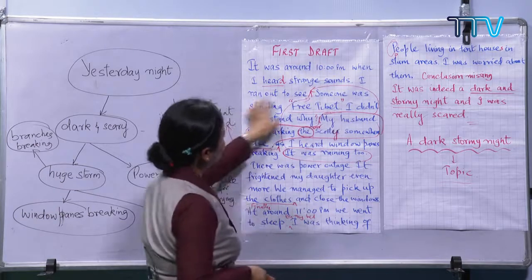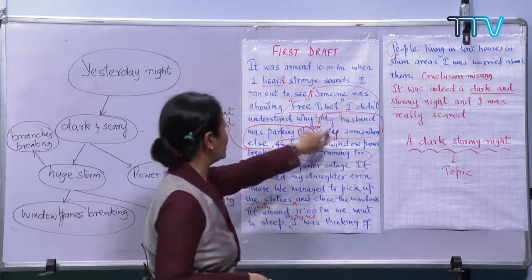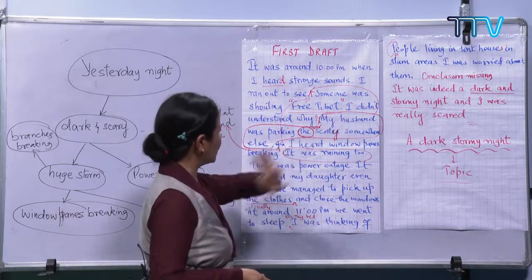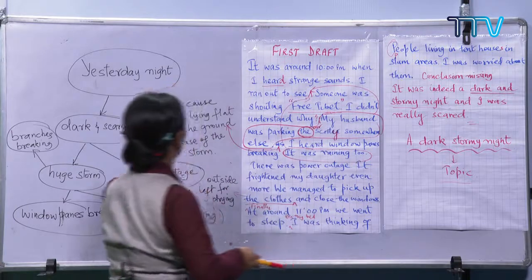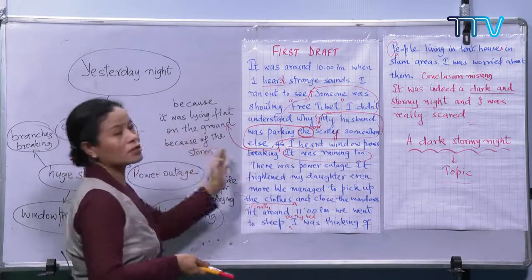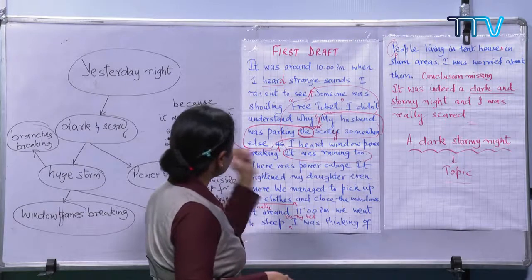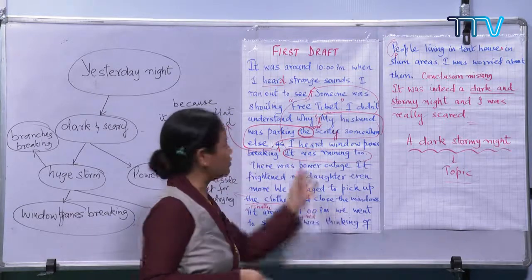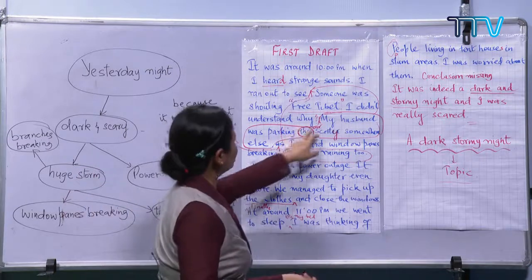I ran out to see. Simple sentence. Someone was shouting free Tibet. Okay, simple. I didn't understand why. Okay, simple. My husband was parking the scooter somewhere else because it was lying flat on the ground because of the storm. Compound sentence, right? And it was raining too. And then we can add, along with the storm, it was raining too. And my husband was parking.